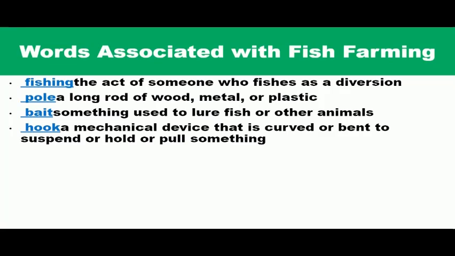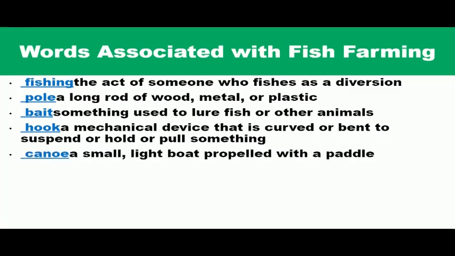The hook has a very sharp end, and so when you put the bait in the hook and the fish wants to eat the bait, then the hook will hook the fish by its mouth or throat, and then you draw it with the pole. Okay, that's how fishing is done.